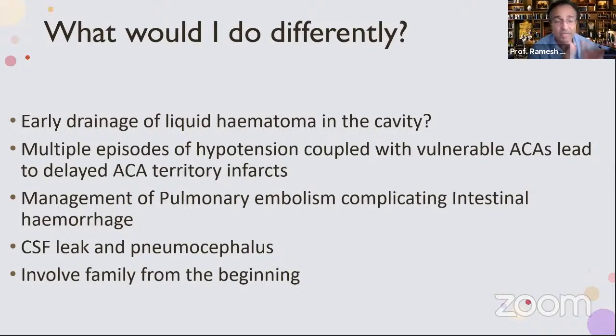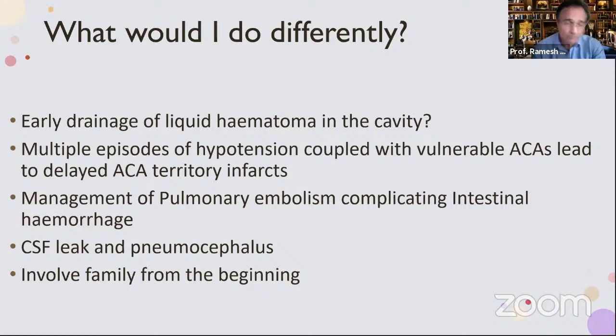And on top of that, we had another complication of pulmonary embolism, which we could not really treat with anticoagulants. And also, we had to deal with the leak and pneumocephalus, etc.